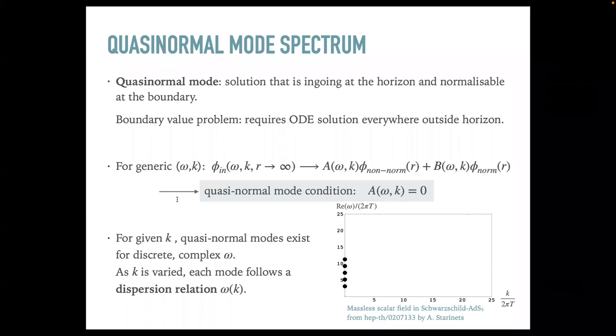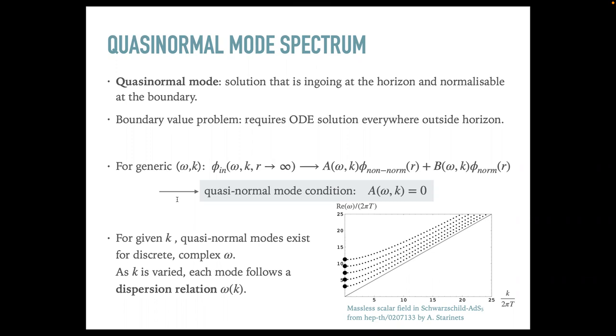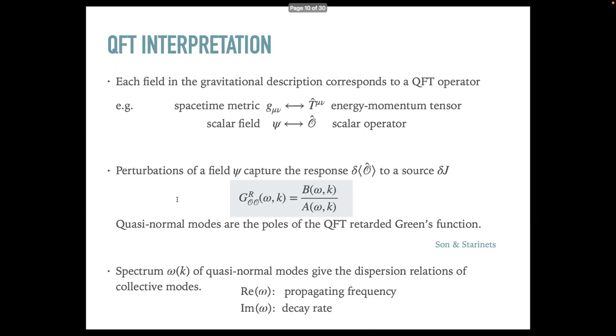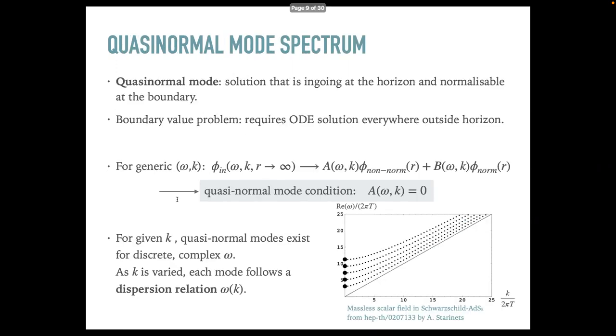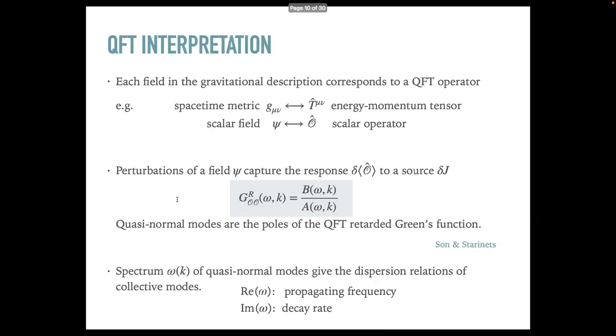Yeah, so this one, K is zero, right? We turn on K, and these modes move. Here I'm just showing the real part of the frequency. They trace out some curve, omega of K, the dispersion relation of the quasi-normal mode. So these dots are just approximations to a continuous curve. Okay, so that's what quasi-normal modes are for this very simple example of a scalar field in a Schwarzschild spacetime.